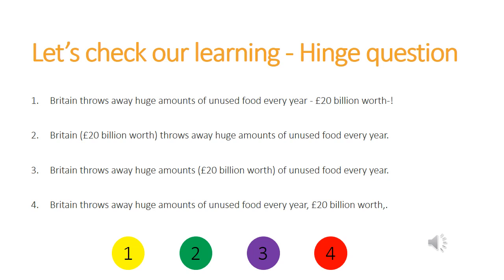Well, sentence number 1 uses dashes for parenthesis at the end of the sentence, and we know that you should only use 1 dash here. Sentence 4 is very similar, as they've used a pair of commas, and you cannot do that at the end of a sentence. Sentence 2 doesn't work because the parenthesis is in the wrong part of the sentence. You're not adding extra information about Britain specifically, you're adding extra information about how much of the food gets thrown away. So be very careful between question 2 and question 3.